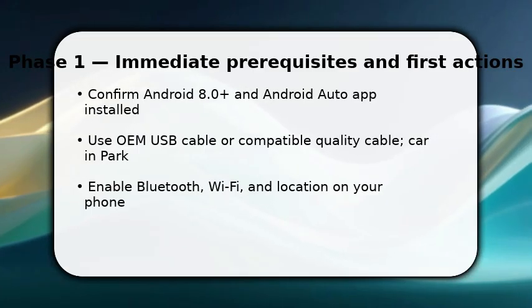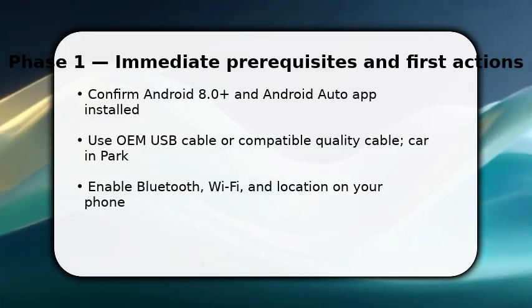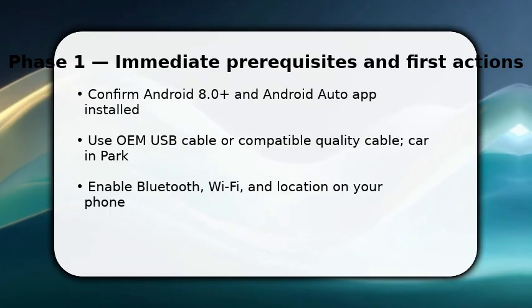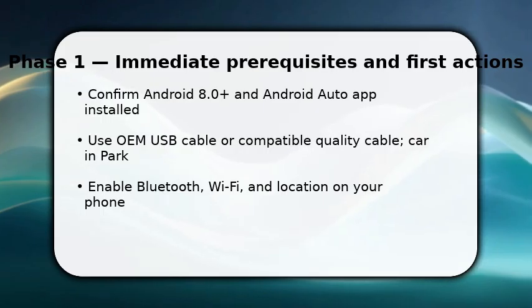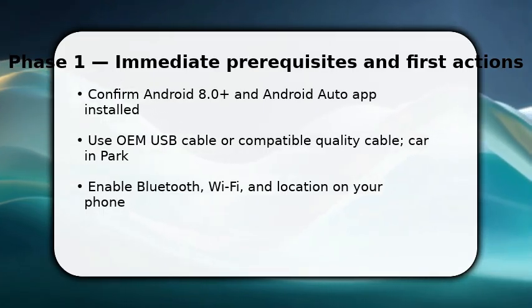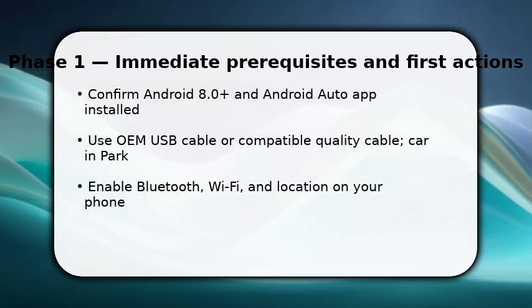You begin by preparing both devices, phone and Civic. Make sure your phone runs Android 8.0 or newer, and the Android Auto app is installed. This ensures compatibility. Plug an OEM or high-quality USB cable into the car and phone, then put the car in park and turn the ignition on.